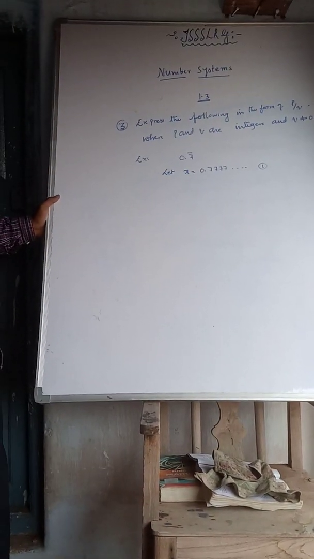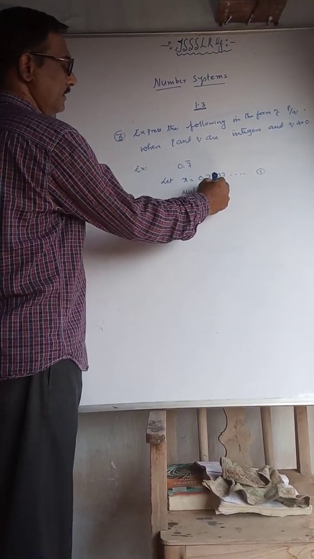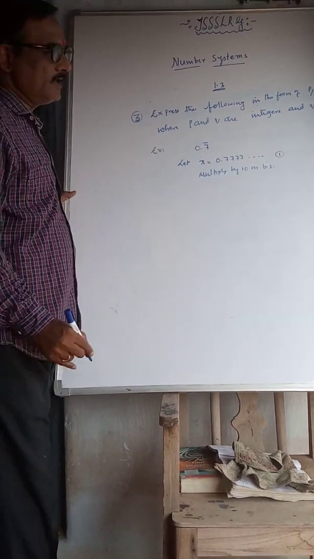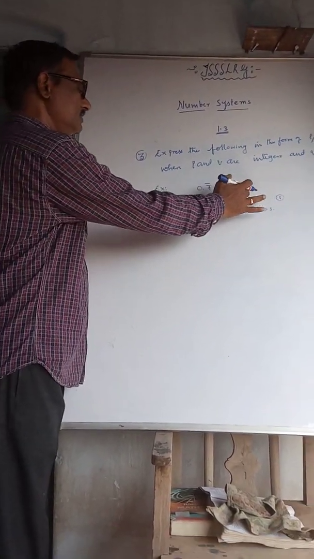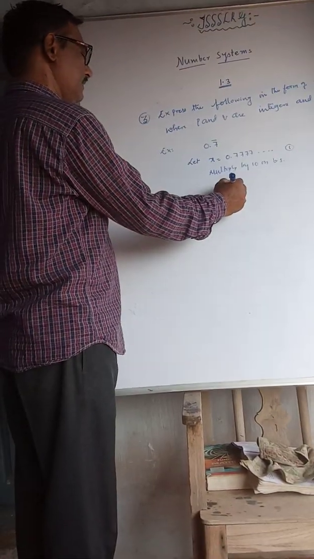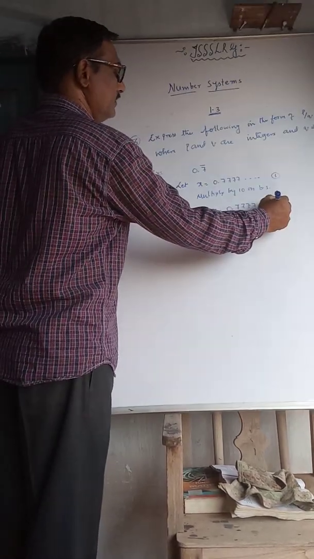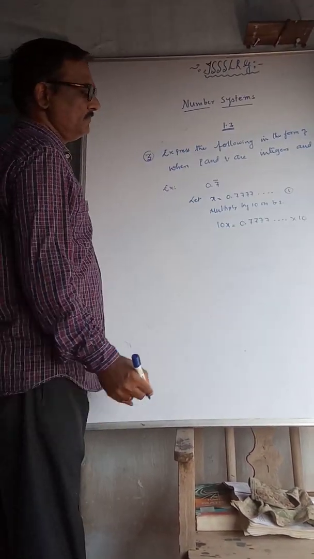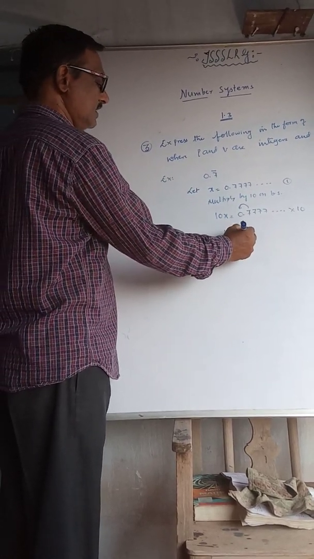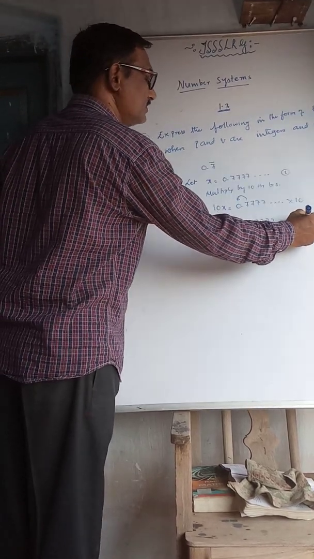And multiply by 10 on both sides. We multiply this end and this end with 10. It is 10x is equal to 0.777 multiplied by 10. One number is shifted to this side. It is 10x is equal to 7.777. It is equation 2.